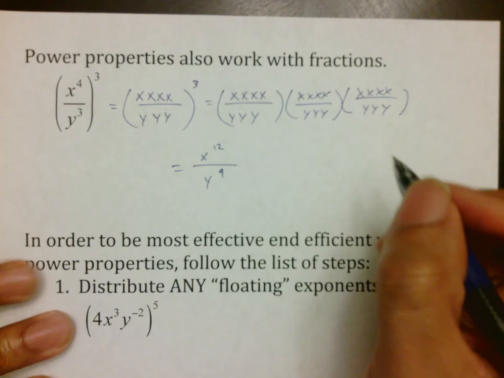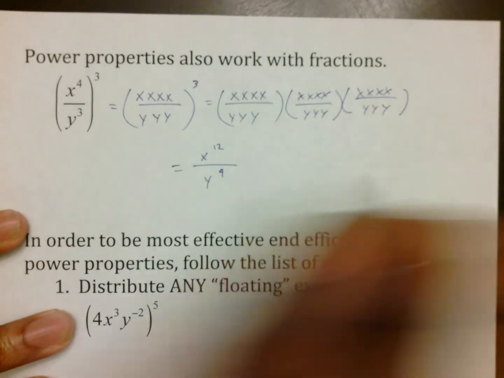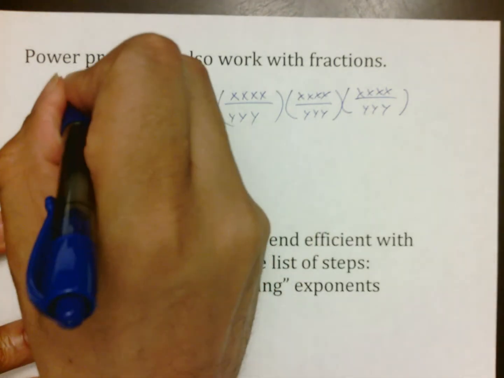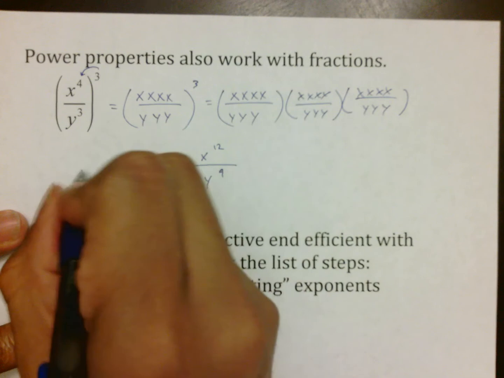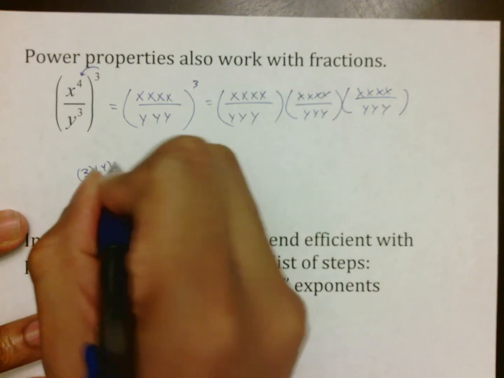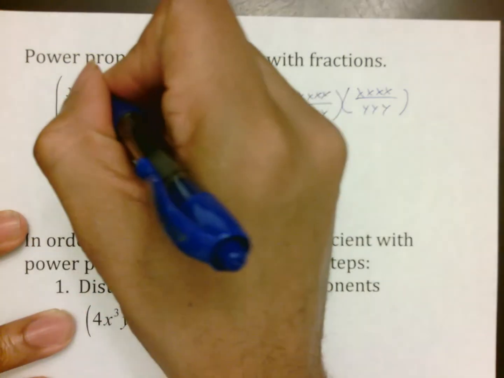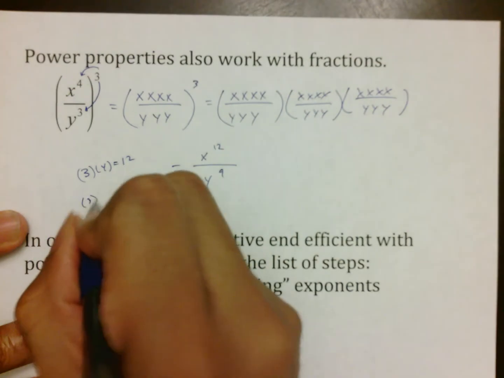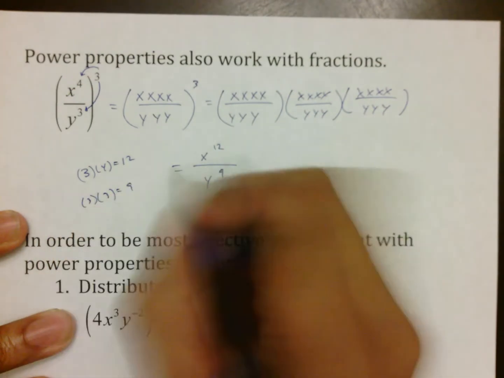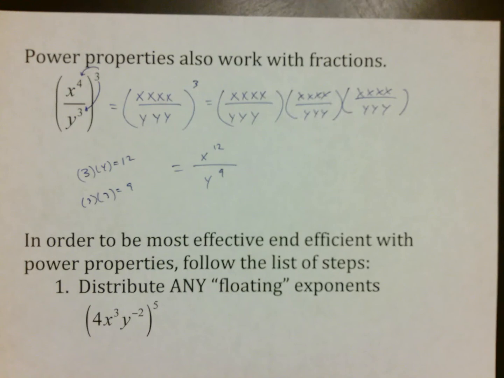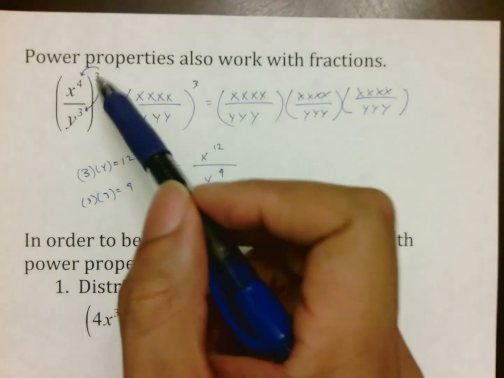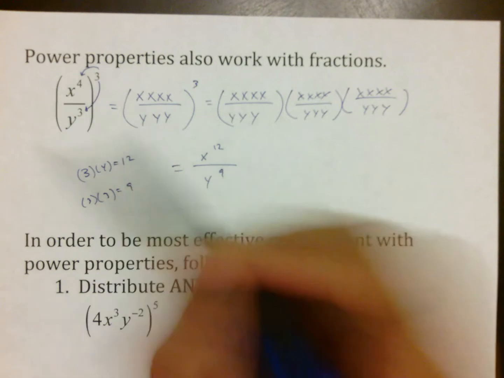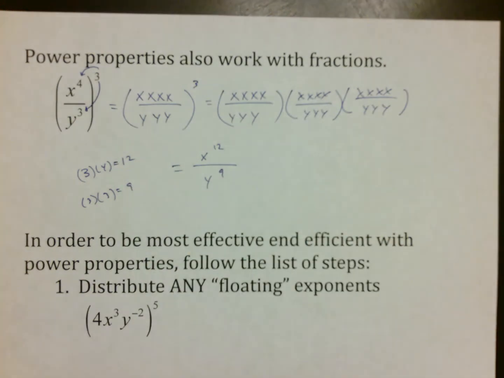But again, if you look at that, that is the same as if I distributed 3 times 4, which is 12. And if I also distributed it to the power which is below it, which is 3 times 3, or 9. And again, that's where those two numbers come from. So again, the power properties, anytime you have what I call a floating exponent out here, you just pretty much distribute it to everything no matter where it's at, and it works just as well.